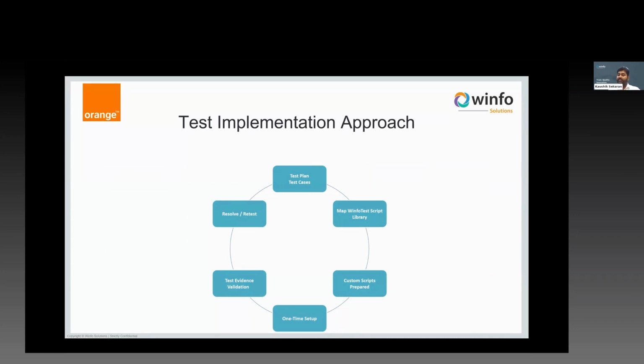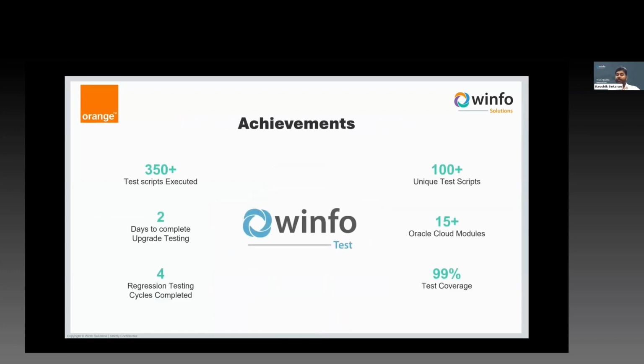Now, let us see the achievements of Orange Romania with Winfo Test. In February, Winfo Test was scheduled to execute all the scripts for the 23A upgrade automatically. The entire testing was successfully completed in just 2 days with minimal human intervention. As of date, Winfo Test has been successfully used to complete 4 upgrade cycles for Orange Romania. This has resulted in shorter testing cycles, more comprehensive test coverage, and the successful validation of over 350 test scripts. This has enabled the team to focus on value-added activities and not worry about the testing upgrade.